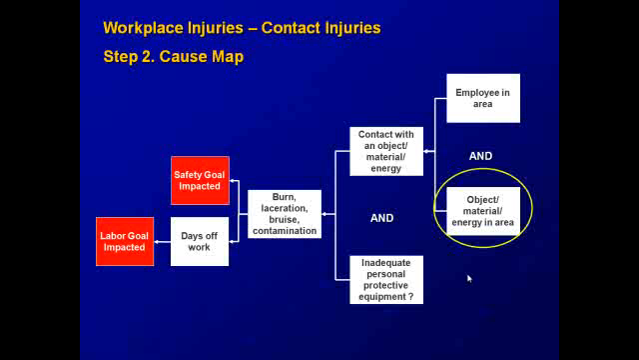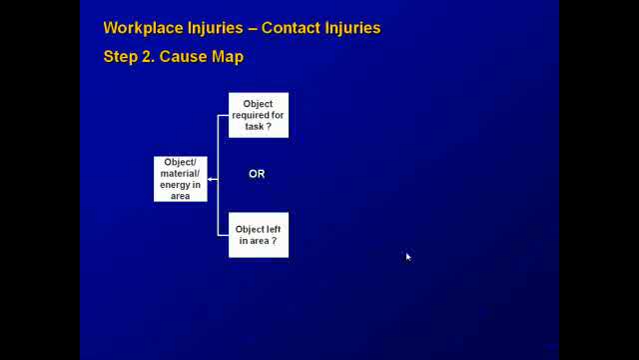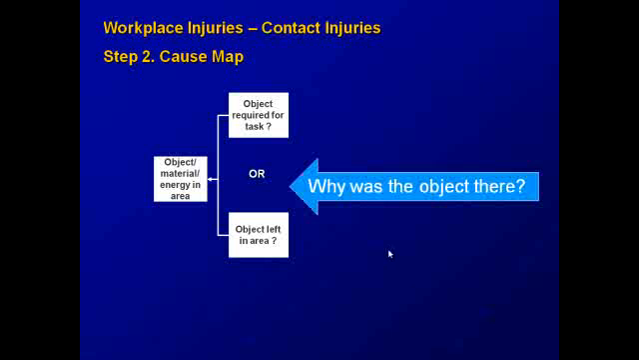Now we'll also look at why the object, material, and energy were in the area. The object may have been required for the task, or the object may have been left in the area. Either way, the question needs to be asked, why was the object there? And if the object was contributing to the employee injury, there may need to be some discussion on better protection for the object, or if the object can be left in a different area.